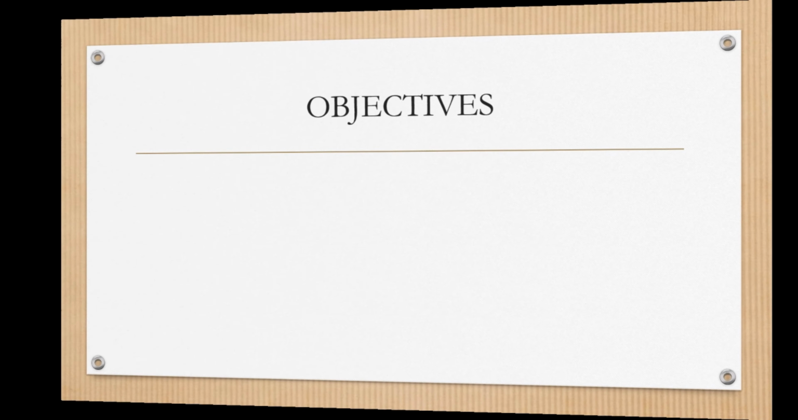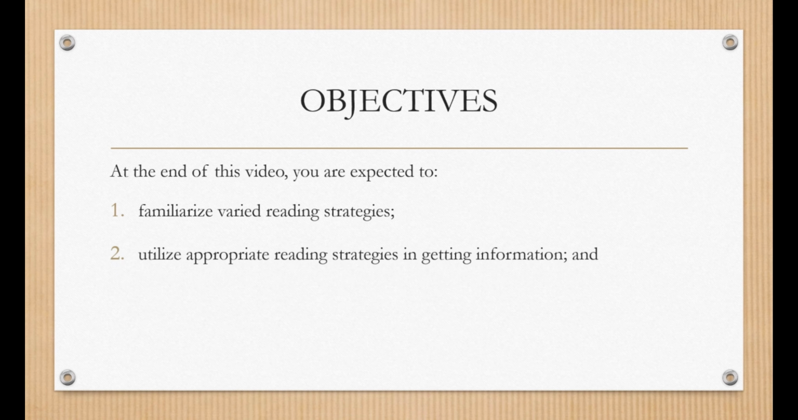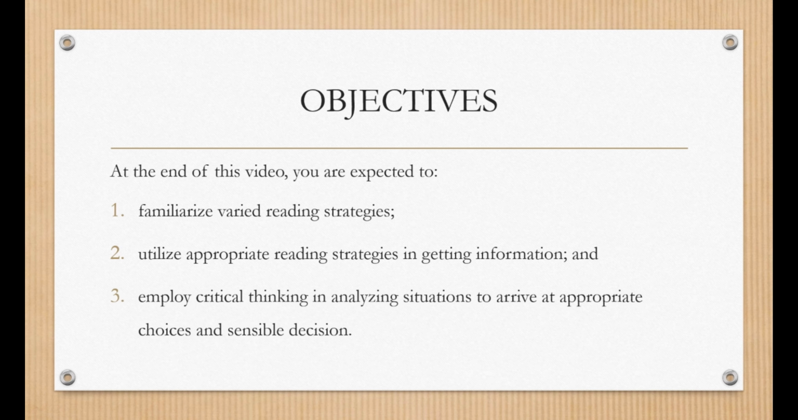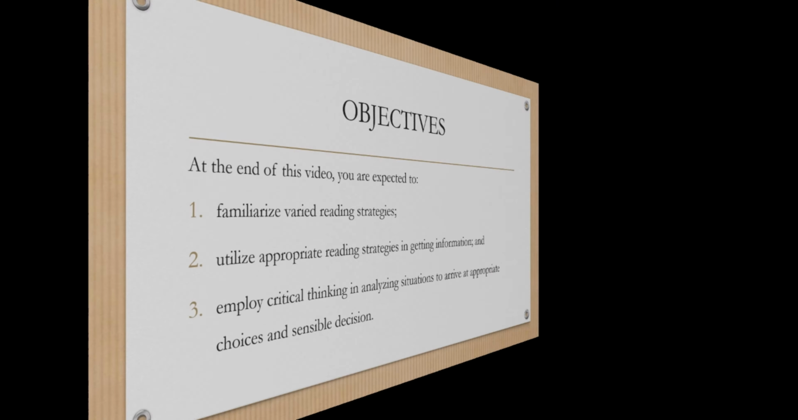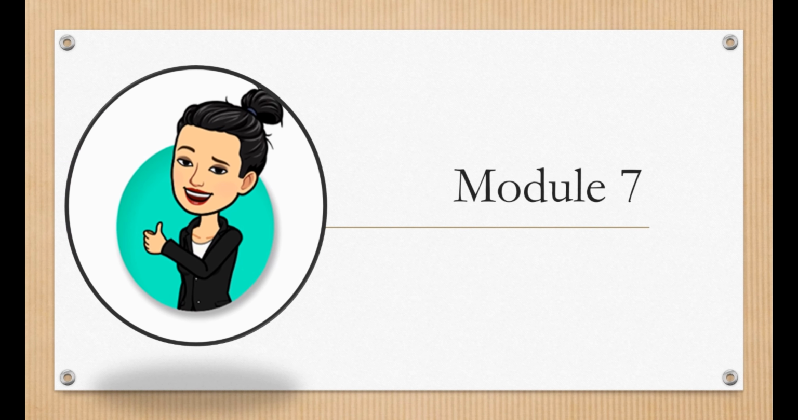So our goals at the end of this clip is that you will be able to familiarize varied reading strategies, utilize appropriate reading strategies in getting information, and employ critical thinking in analyzing situations to arrive at appropriate choices and sensible decisions. And so with that, let's talk about Module 7, using appropriate strategies to meet one's purpose.